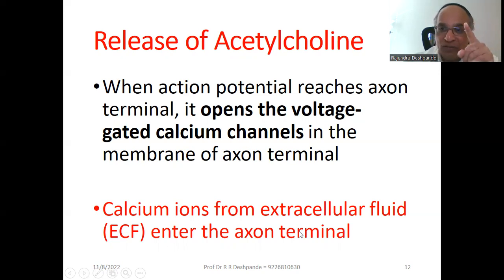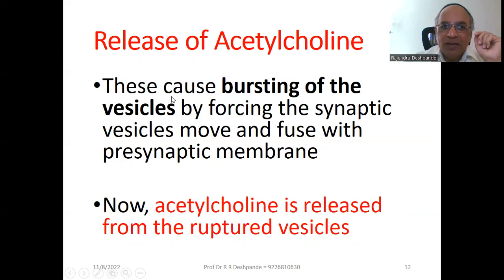Axon is a part of nerve. Remember this thing. So there are two things, nerves and muscles. The calcium entry causes bursting of the vesicles, forcing the synaptic vesicles to move and fuse with the presynaptic membrane. Now, acetylcholine is released from the ruptured vesicles. These are the bags I have already told you about. They are holding this acetylcholine. When they burst, acetylcholine comes out from those vesicles.